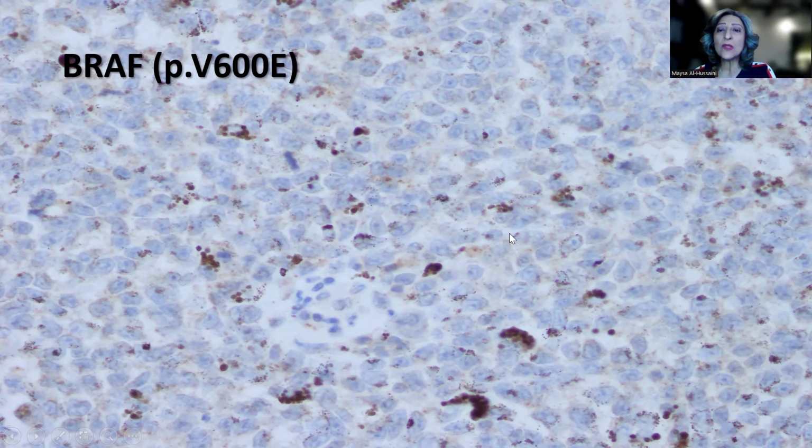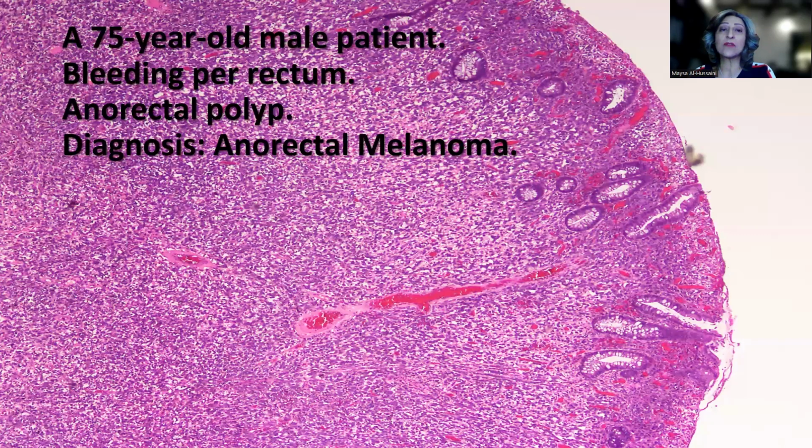And as you can see, there is this fine granular staining, but it was everywhere, even at the endothelial cells, involving some of the nuclei. Because of that, the final interpretation of the stain was negative. So the final diagnosis for this case is anorectal melanoma.